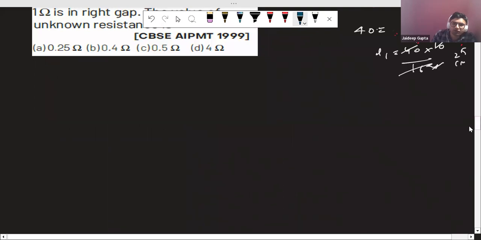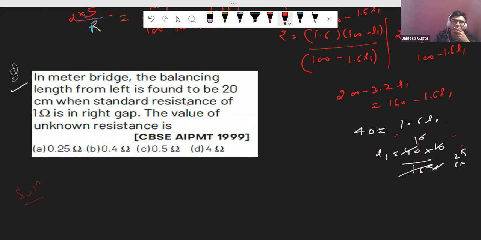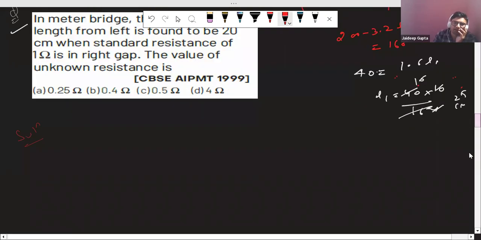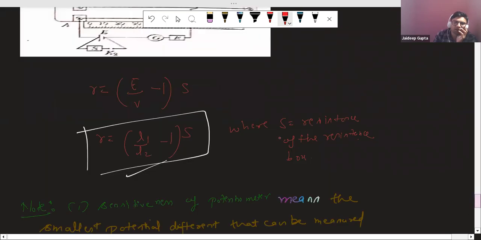There is one question I left. Let's do this question also. In a meter bridge, the question is very simple. In the meter bridge, the balancing length from the left is found to be 20 centimeter and the standard resistance. Done. Will you be able to do this question at home? Because the question is very simple. Please reply, everyone. Yes, sir. Okay.